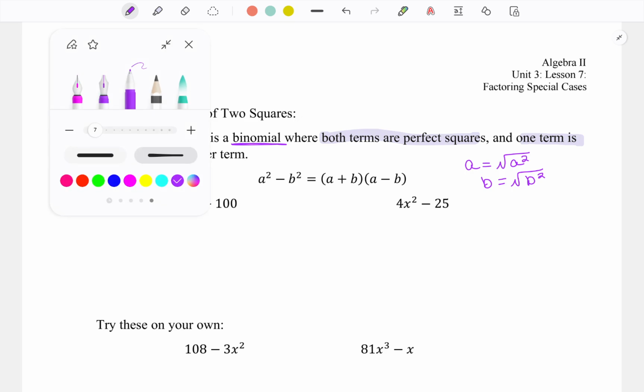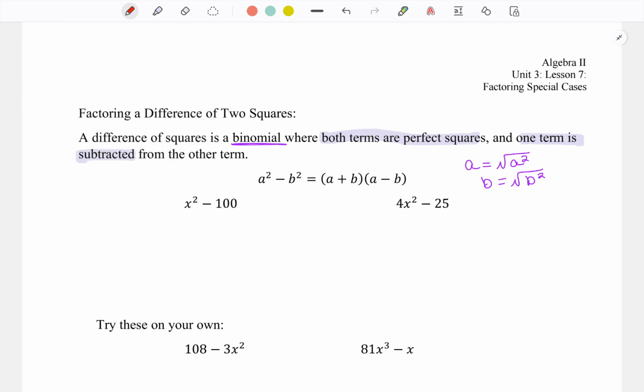So in this first example here, we have x squared minus 100. So x squared is a squared and 100 is b squared. To get a, we are going to take the square root of x squared, and that is going to be x. Then for b, we're going to have the square root of 100, and that is 10. So we're going to take our pattern, and we will have a plus b as x plus 10, and then we will have a minus b as x minus 10.